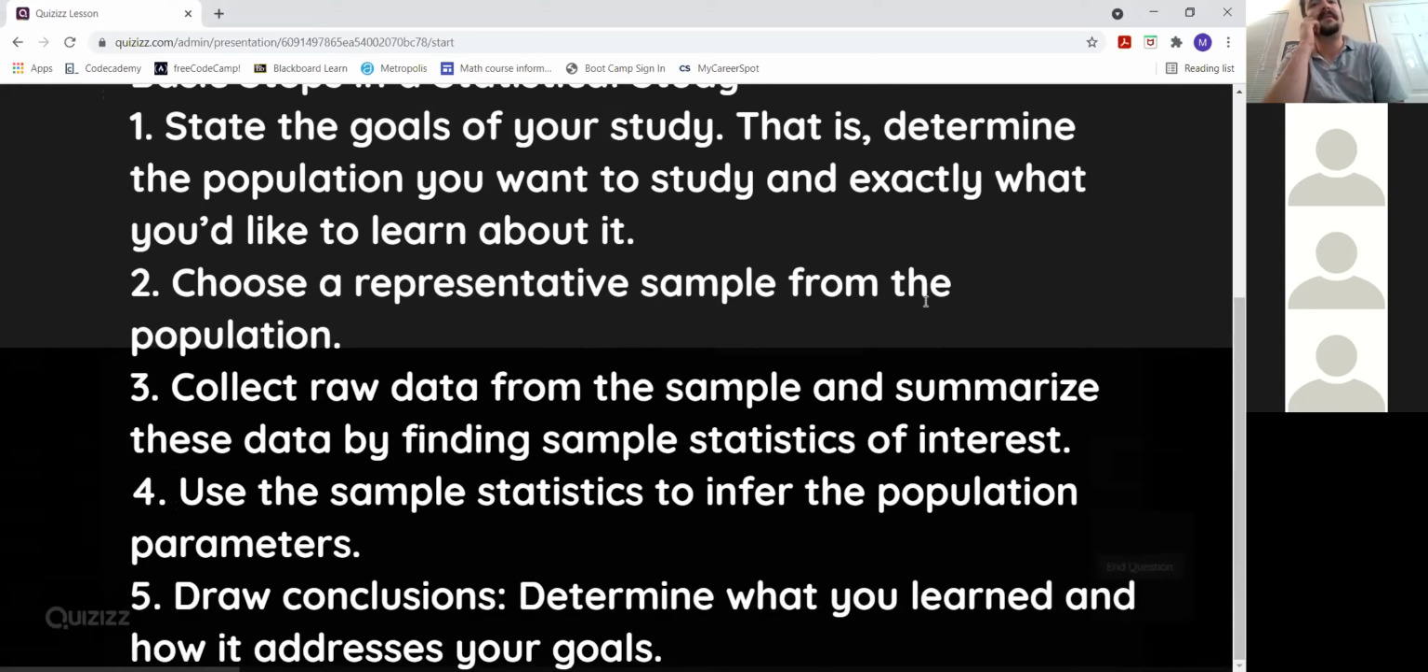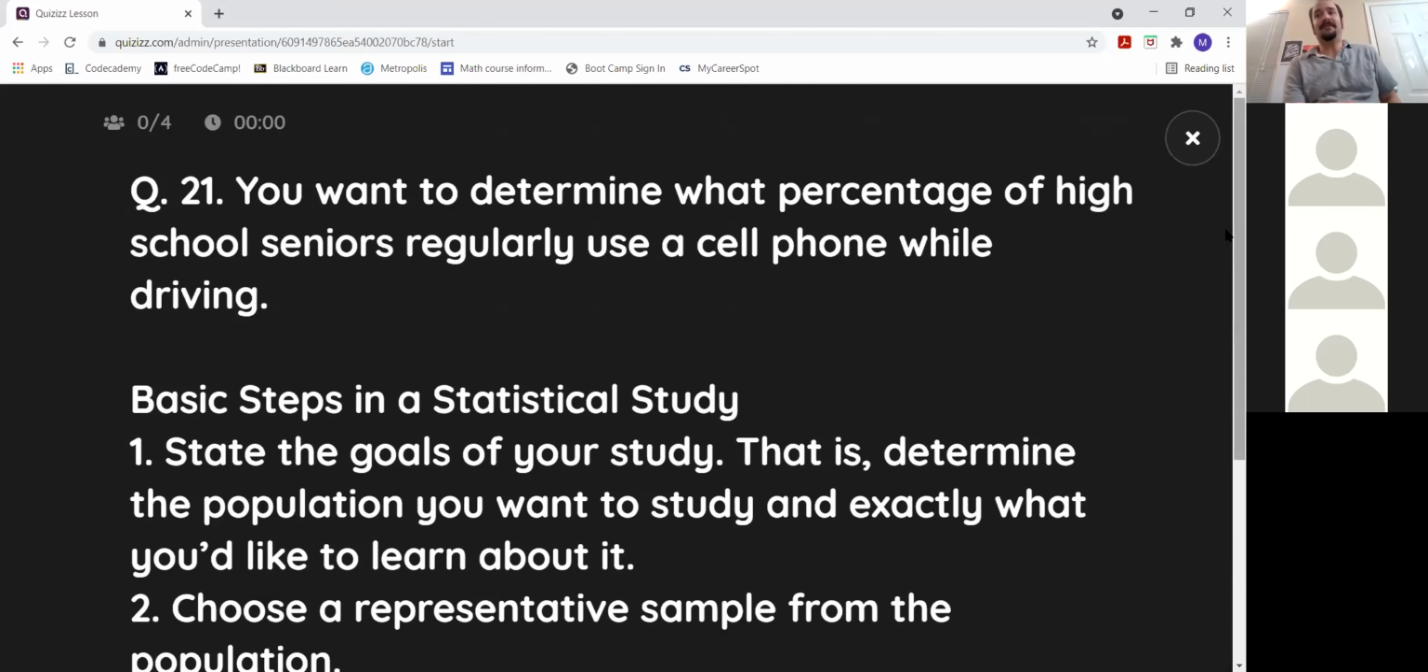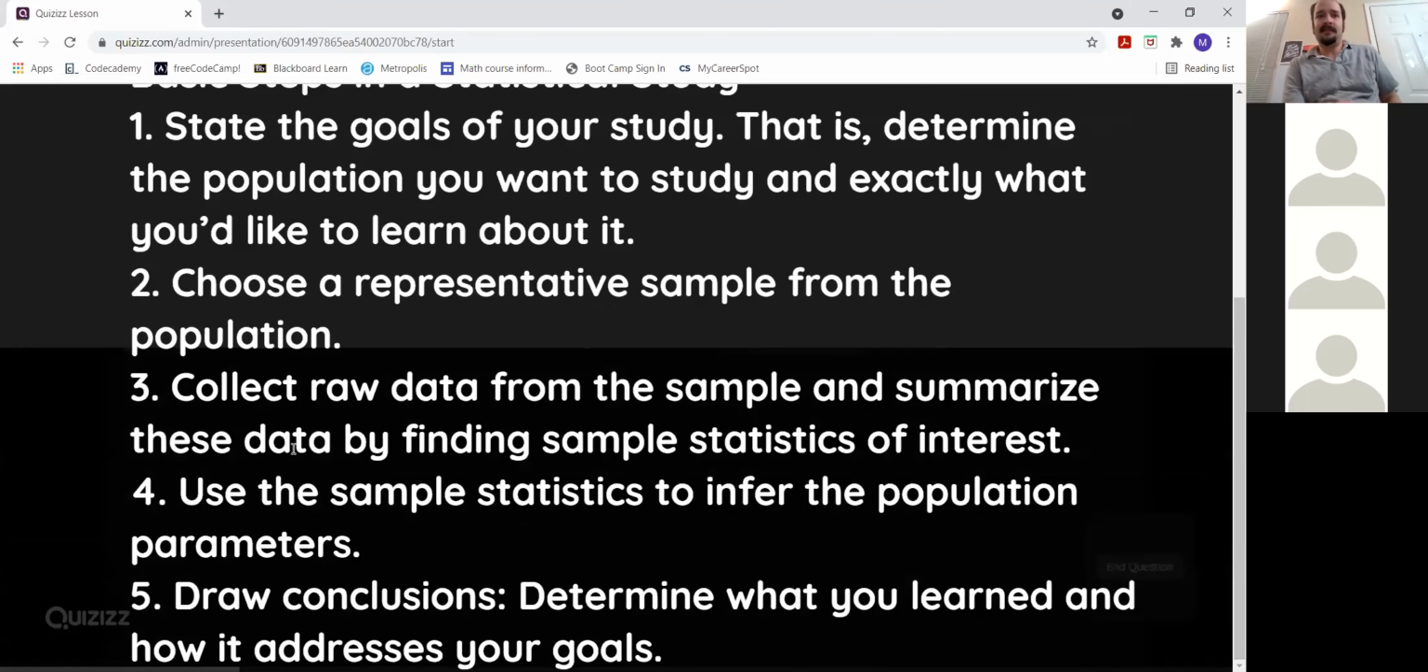Collect raw data from the sample and summarize these data by finding sample statistics of interest. So you're going to find some way to pick people. You're probably going to go give them a quiz or something like that, right? A questionnaire. On that questionnaire, maybe you might want to throw in multiple questions so they don't know what it's all about. But on the questionnaire, one of those questions is probably going to be, do you use your cell phone while driving? And so collect raw data from the sample.